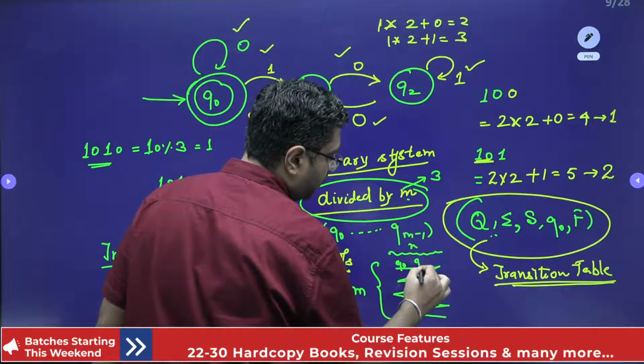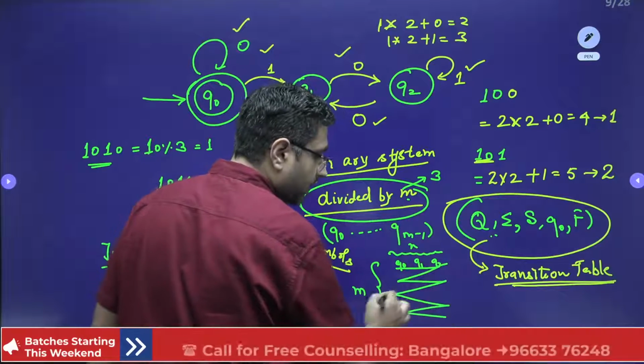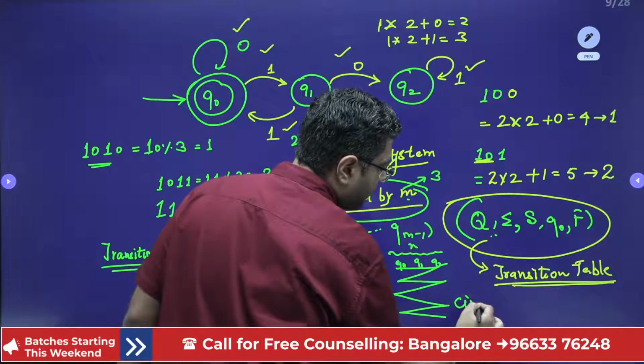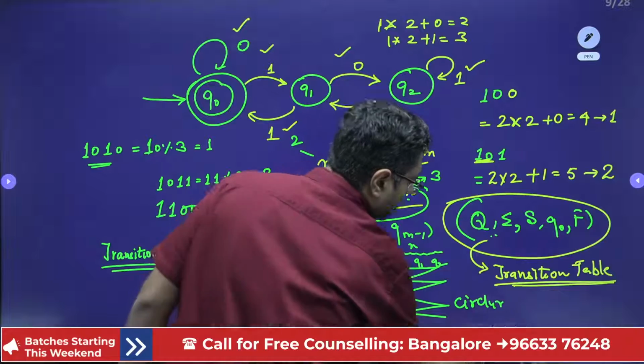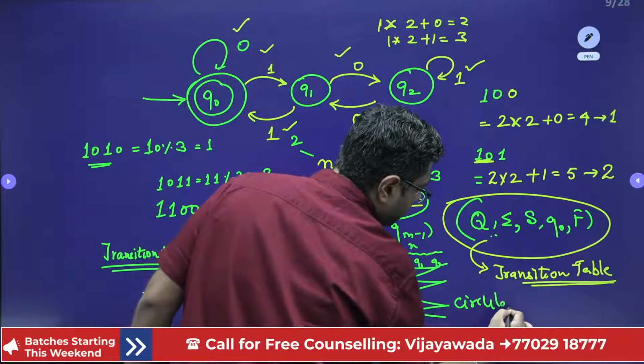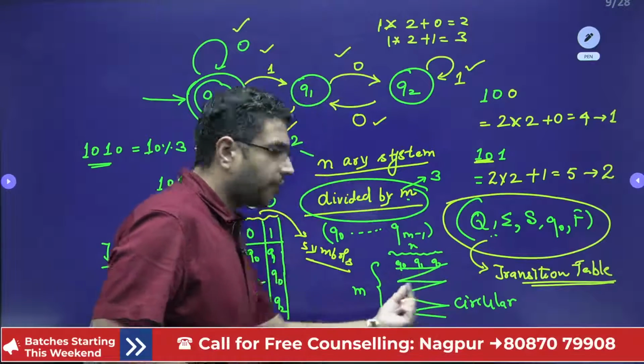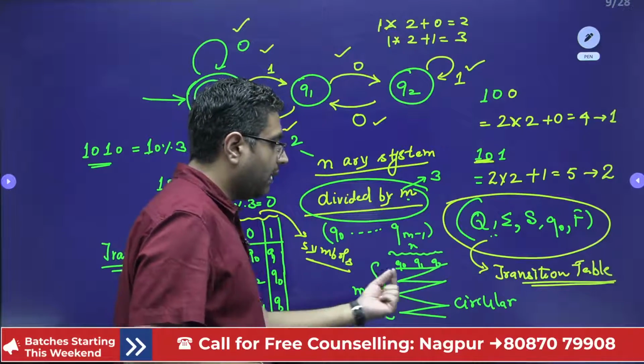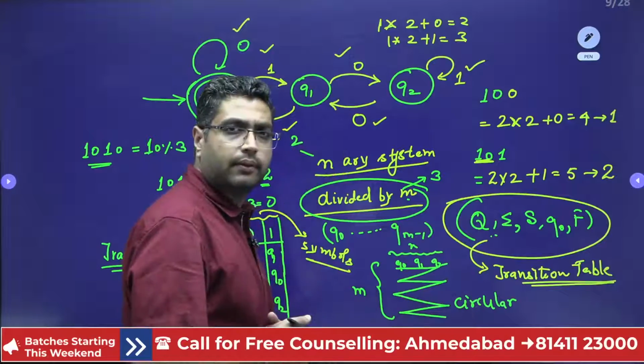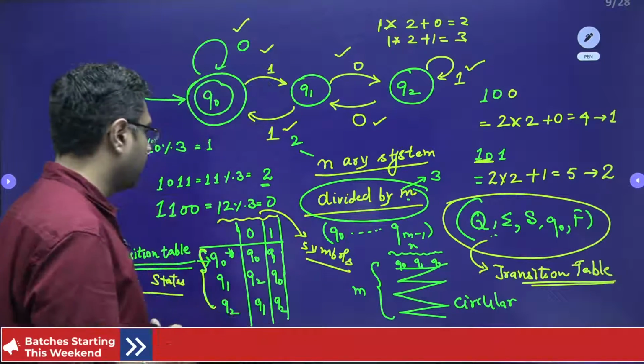Q0, Q1, Q2 up to Qm minus 1. Then, in a circular manner, you will write the states. You will go from left to right, top to bottom, and you will fill the states in a circular manner. How come? Let's see this example.